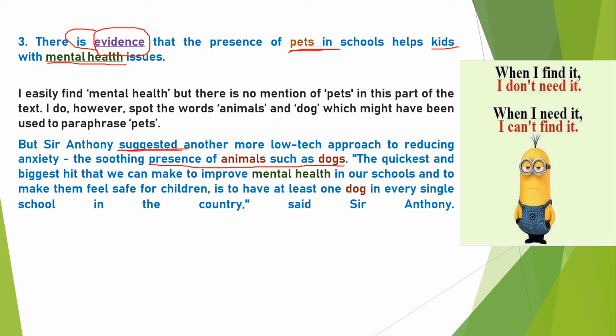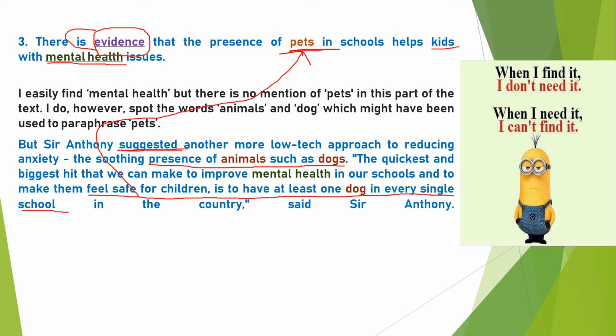Okay, move ahead. The quickest and biggest hit that we can make to improve mental health in our schools and to make children feel safe is to have at least one dog in every single school in the country. So after reading this statement, we will say that it is saying the same thing as the question: the presence of pets helps kids' mental health. So isn't it saying the same thing? So let's go for true.